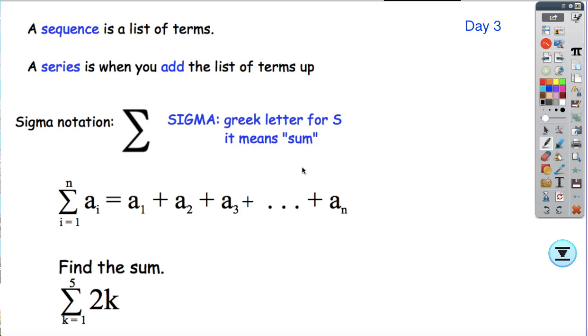All right, today is the last part of section 8.2. We've covered what a sequence is. A sequence is just a list of terms. We've covered that a series is when you add up those terms.